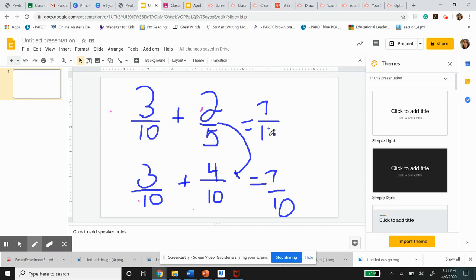Okay, so that's how you do it for the fraction part. If they have the same denominator, it's very easy. You just add the numerator. If they don't, then try to make the smaller denominator into the larger denominator. Okay? All right. Very good. And that is it.